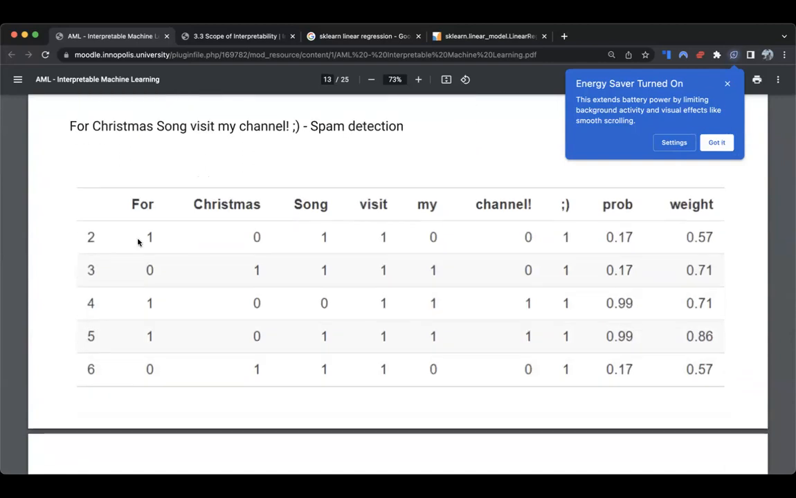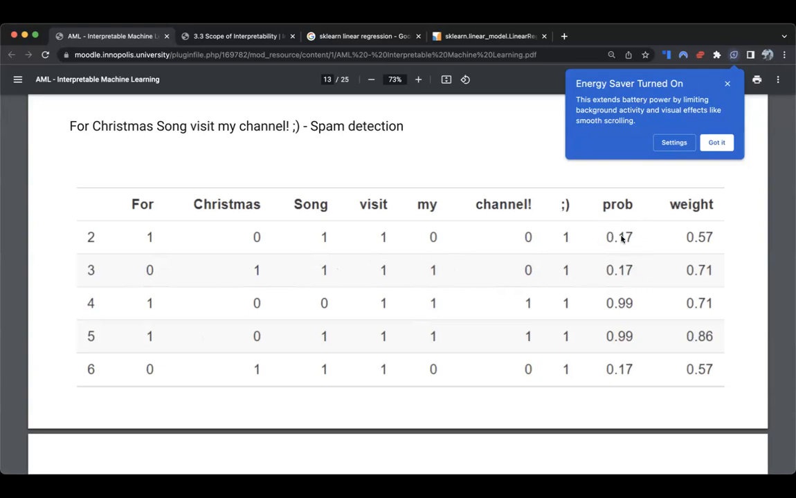Pretty simple. Create a random data set of ones and zeros with the same length. So for example, in this third sentence, "for" does not exist, so it's not part of the sentence. The sentence begins with the following: Christmas, song, visit, my, there's no channel, and then wink. So the sentence that you are sending to your model for actual prediction is the following: Christmas song, visit my wink, right? And here it tells you the probability of it being spam.